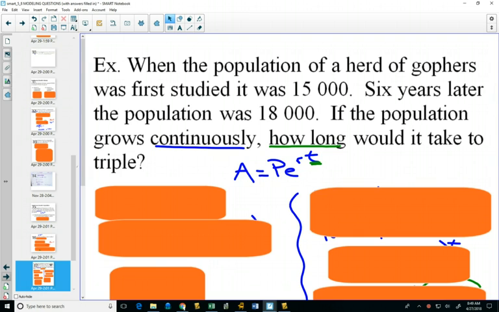So when you read through this whole question, as a student with word problems, you're probably getting pretty good at getting to the last sentence and saying, what do I need to find? And then sort of working your way back and trying to fill everything in. The first question that you have here is, if I want it to triple, should I use the 15,000 or should I use the 18,000? Which one is right?